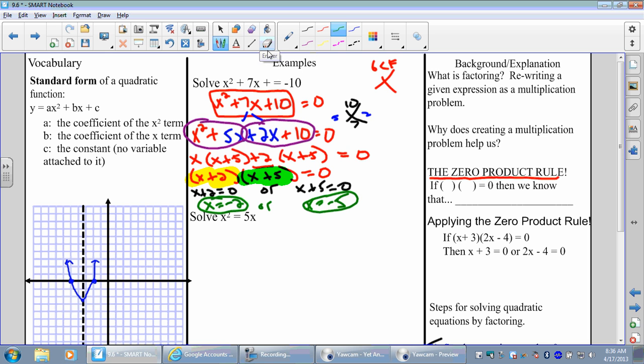It could have 2, it could have 1, or it could have 0. So in this case, we got 2 solutions.